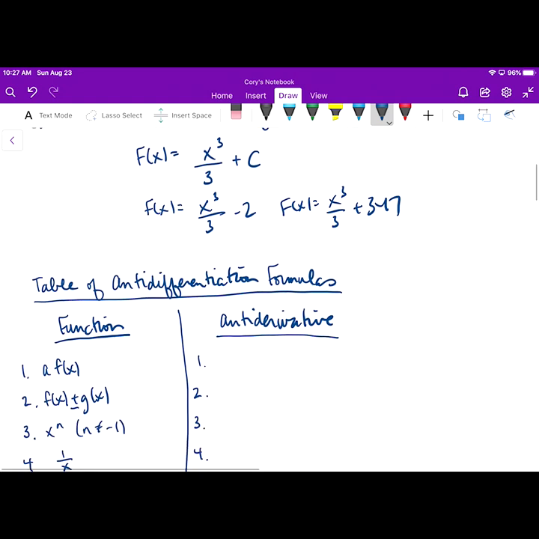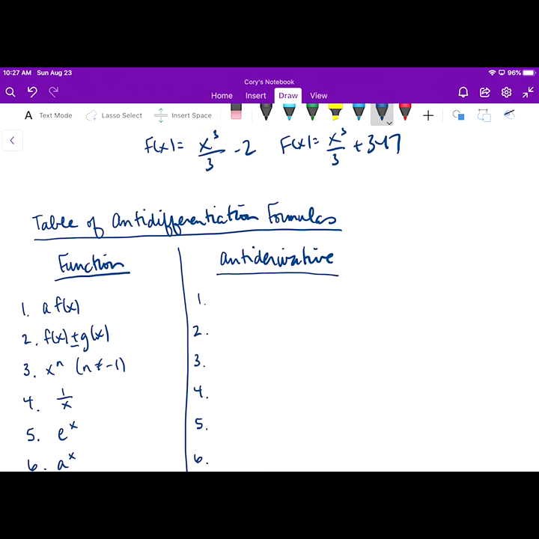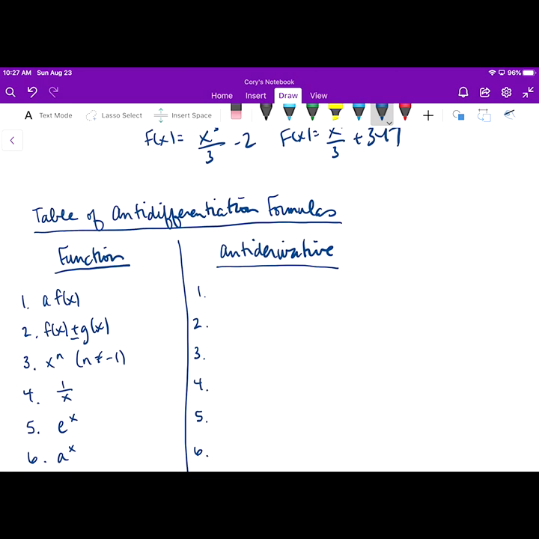Now let's get into some general antiderivative formulas. Okay, so this is going to be our table of antidifferentiation formulas. The first one: if we have some coefficient a times any function f of x, and I want to take the antiderivative of that function on the left, all I do is pull the coefficient a out front, and then take the antiderivative of lowercase f of x, which is capital F of x. And then again, we always make sure we add a constant c to the end of our antiderivative.